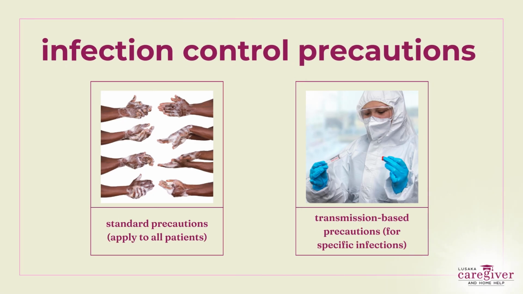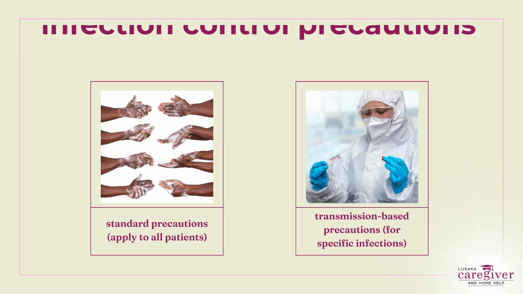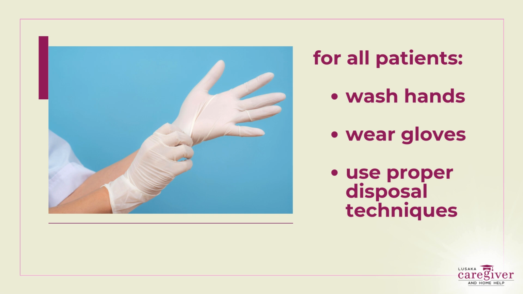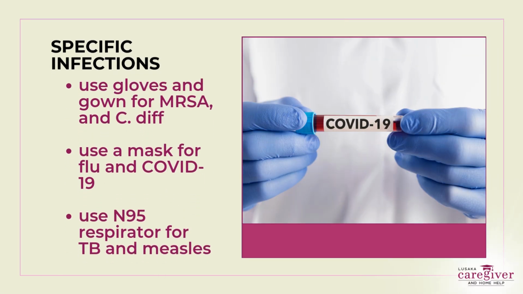Caregivers must follow 2 types of infection control precautions: standard precautions and transmission-based precautions. For all patients, wash your hands frequently, wear gloves when handling bodily fluids, and use proper disposal for contaminated materials. For specific infection scenarios, use contact precautions, droplet precautions, and airborne precautions, as outlined here.